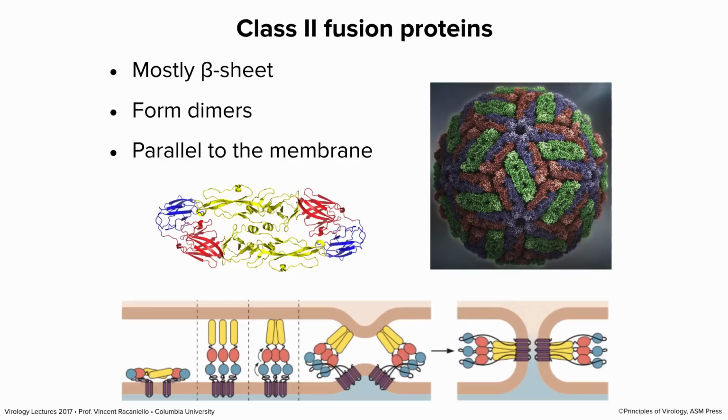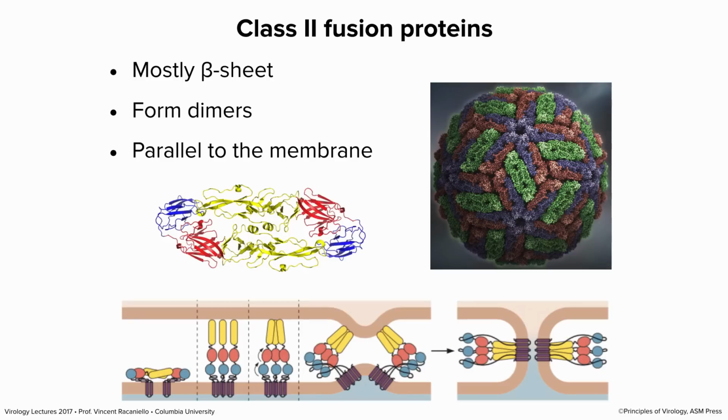There's another class of fusion proteins which have different properties I want to tell you about. These are found in Dengue virus, which is shown here. They're also found in Zika virus and other viruses. These are flaviviruses. They're called class 2 fusion proteins. They're mostly beta sheets. Now the class 1 are mostly alpha helices, coiled alpha helices. These are mostly beta sheets. As you can see from the structure here, these are mostly beta strands forming beta sheets.